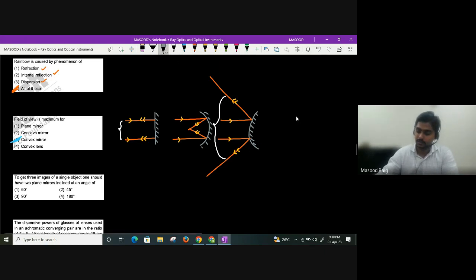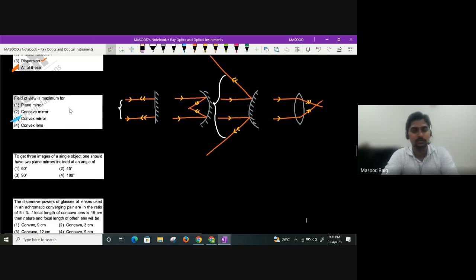Similarly, a convex lens, if you take a convex lens also, what will it do? A convex lens is going to again converge the rays, guys. So for a convex lens also, the field of view will be less. So field of view will be maximum for which mirror? Convex mirror.